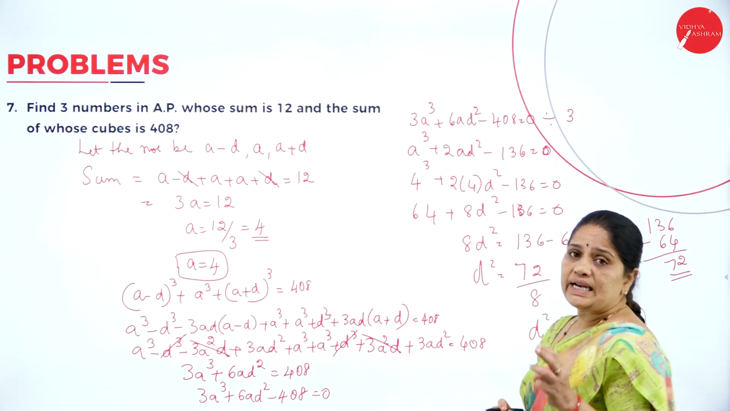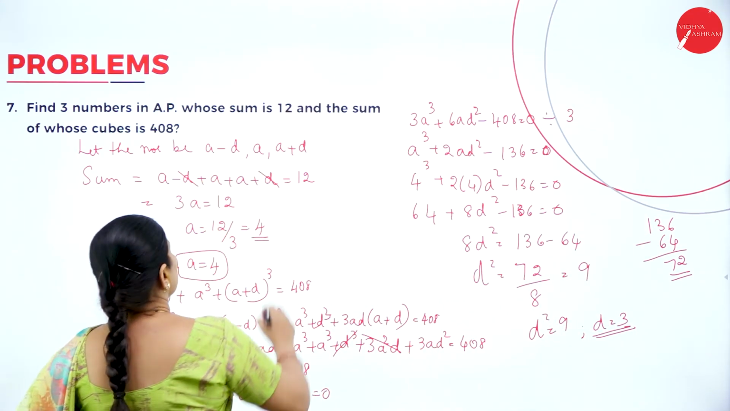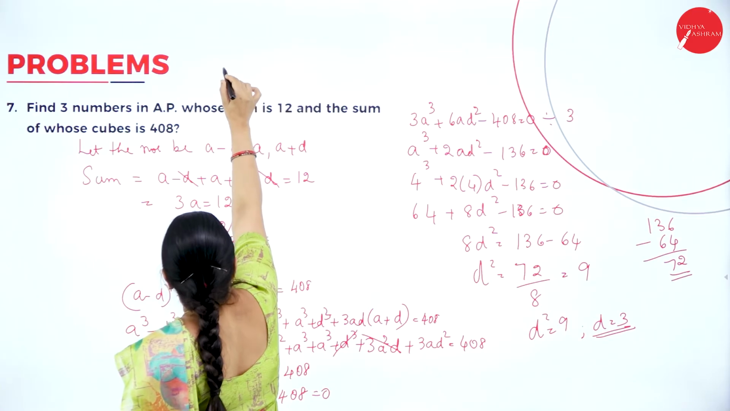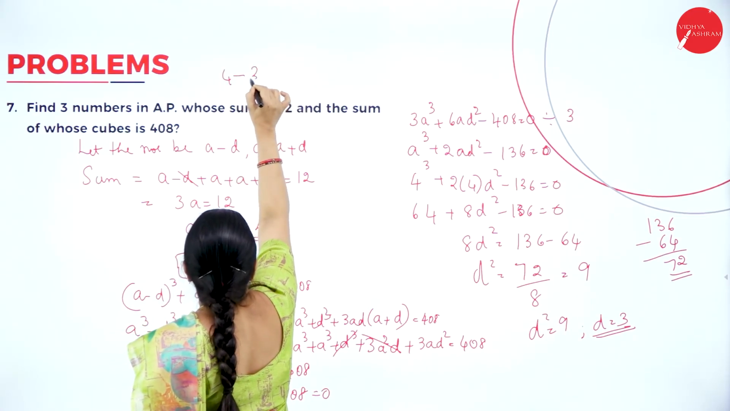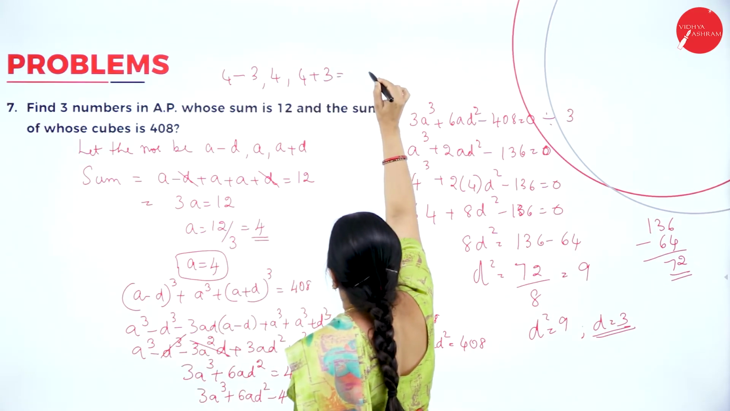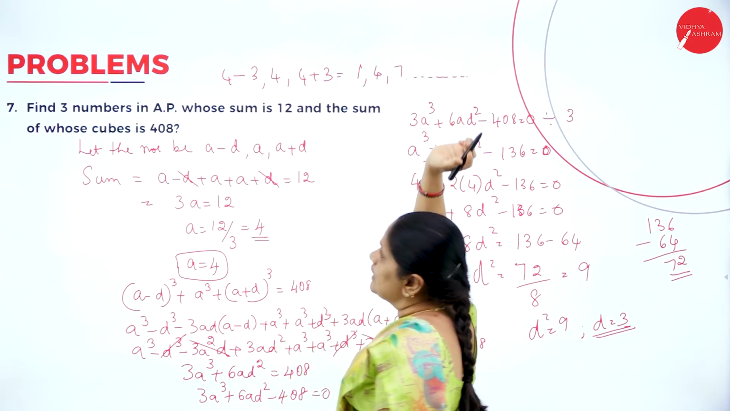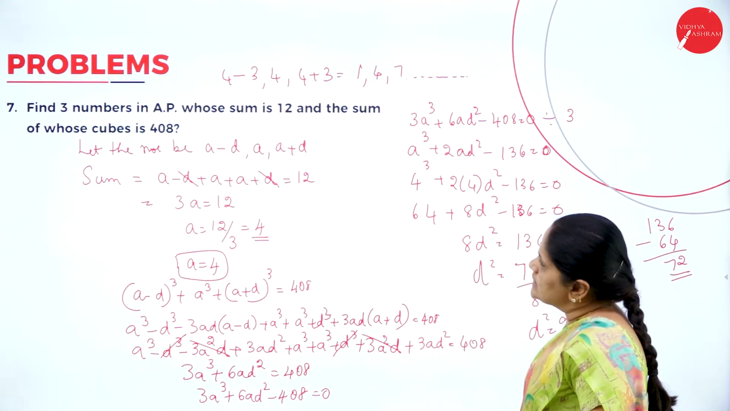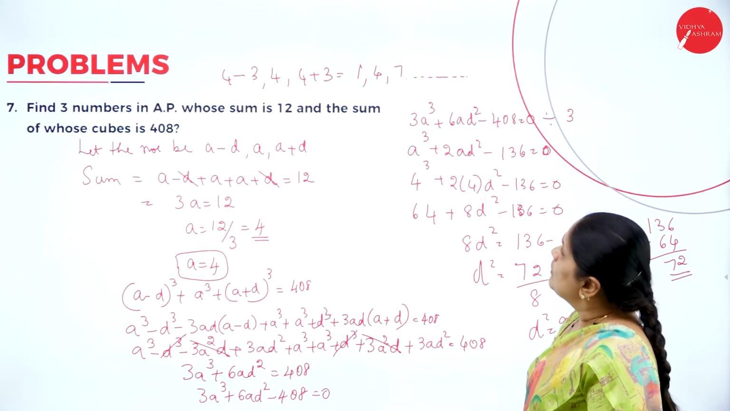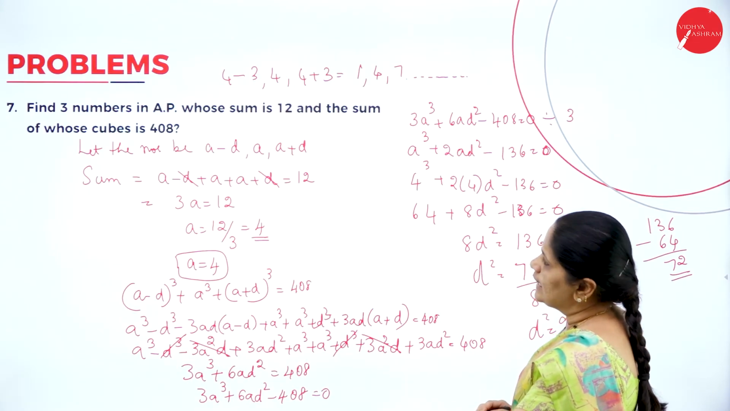Now, we have to find the 3 numbers. So we know a minus d, a, a plus d. What is a here? a equals 4. So 4 minus 3, 4, 4 plus 3. So this will be 1, 4, 7. So this is the AP. Find 3 numbers in AP whose sum is 12 and the sum of the cubes is 408. So 4 plus 1 is 5, 5 plus 7 is 12. So this is the correct answer.